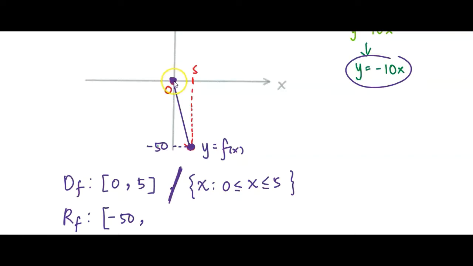Because this is the origin, the y for this point is also 0. So the range will be from -50 to 0, and it includes -50 and 0. You also can write your range in the set form, that is, start with the bracket and the y double dot. The y starts from -50. We can say that y is greater than or equal to -50, less than or equal to 0. Just close with the bracket.